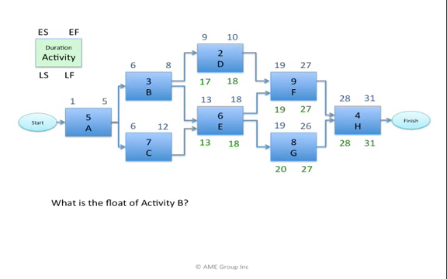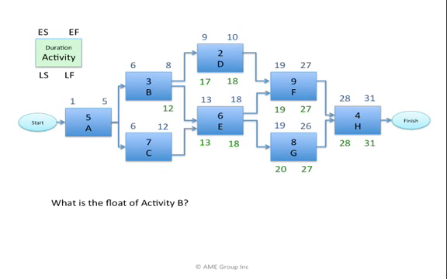Activity B is a little trickier. I ask, what's the latest B may finish for D to have a late start of day 17 and E a late start of day 13? I look at the smaller number, day 13, subtract 1. The latest B may finish is day 12 if D is to start by day 17 and E by day 13.